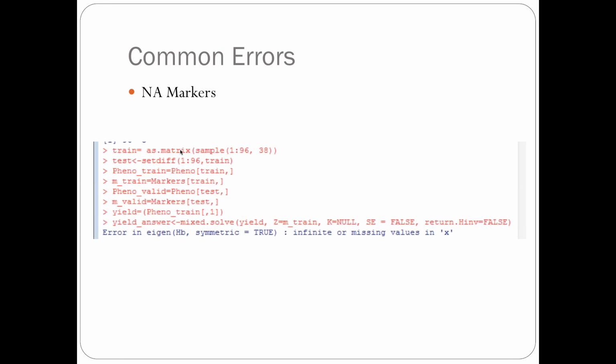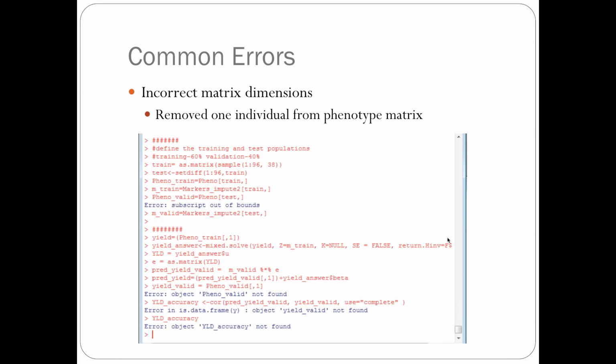And if there are NA markers, if you didn't impute or set the NA markers equal to 0, there will be an error message that comes up saying that there are infinite or missing values in X, and X is your marker matrix. So you can go back and see where these missing markers are and whether to impute or just remove the marker.